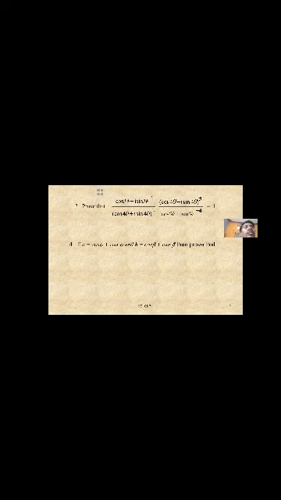Next, number 4. If A equals cos alpha plus i sin alpha and B equals cos beta plus i sin beta, then prove that (A square minus B square) by 2AB equals i into sin of (alpha minus beta).